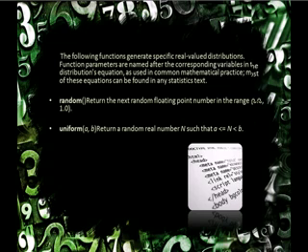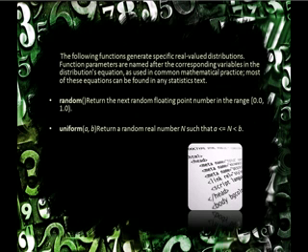The following functions generate specific real-valued distributions. Function parameters are named after the corresponding variables in the distribution's equation, as used in common mathematical practice. Most of the equations can be found in any statistics text. random() returns the next random floating point number in the range 0.0 to 1.0. uniform(a, b) returns a random real number n such that a is less than or equal to n and n is less than b.